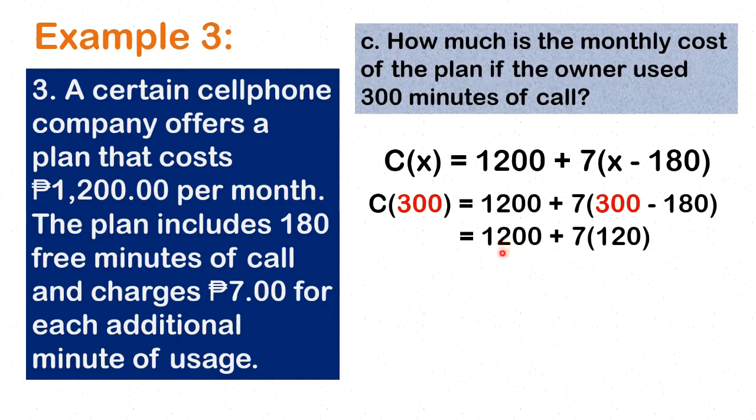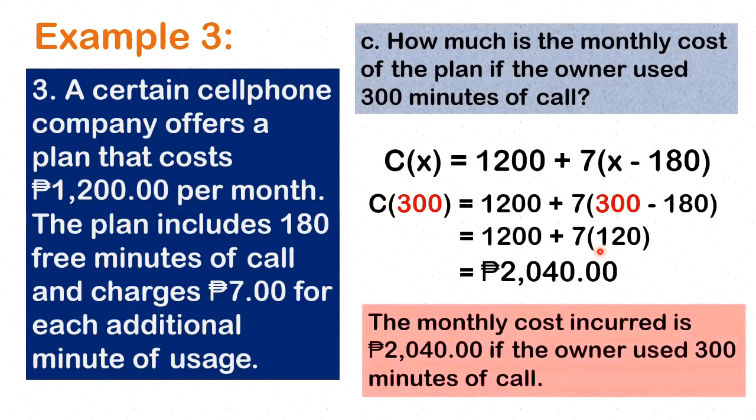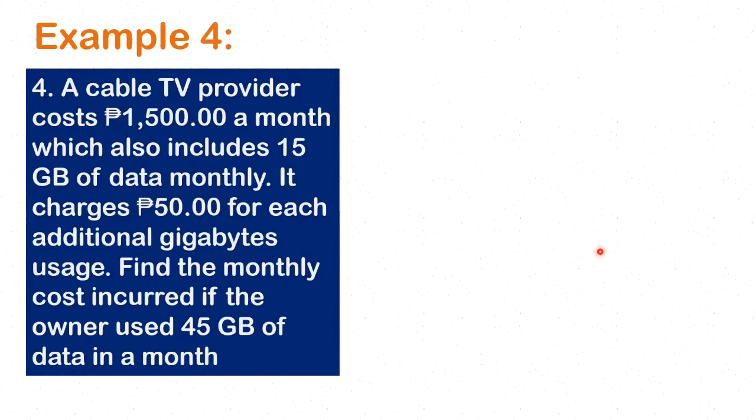Okay? And then 1,200 plus 7 times 120, you will get 2,040 pesos. Okay? So kapag 300 minutes of call ang nagamit, 2,040 pesos ang monthly cost. Alright? Now we have this fourth example. Okay? Kamukha ito nung ating third example. Pero this time, instead of cellphone company, we have a cable TV provider.